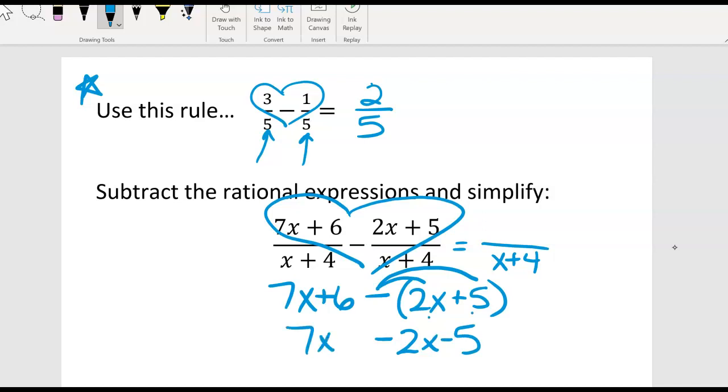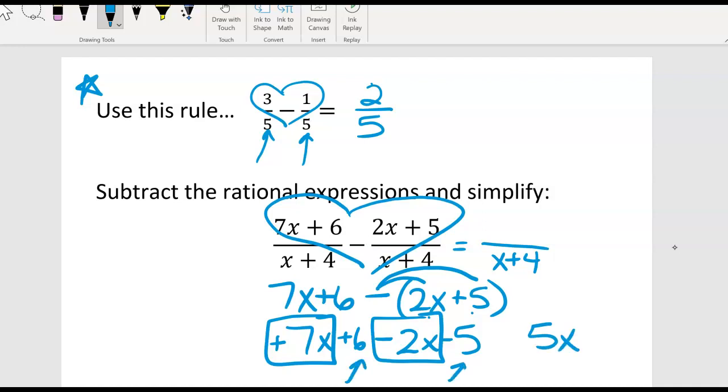Now, 7x plus 6, I'm just going to bring down, and now I'm going to look for like terms. So 7x and minus 2x are like terms. Keep in mind if you don't see a sign like the 7, it's a positive. And so positive 7, take away 2x, that is a 5x. And then my other terms, the ones that don't have x's, I have positive 6, take away 5, and so that is a 1. And this is my numerator, 5x plus 1, and that's my answer. Done. Not too bad, right?